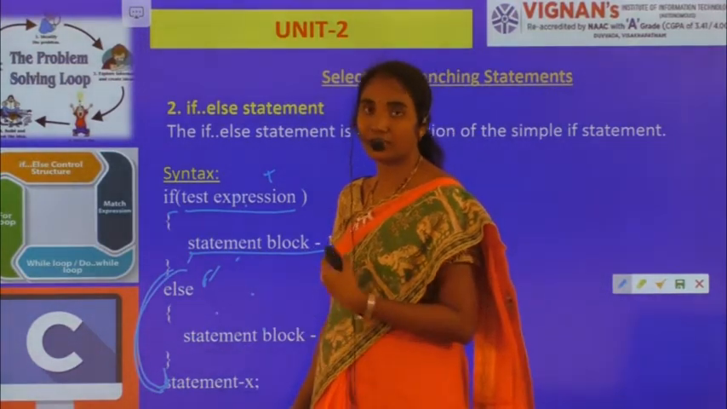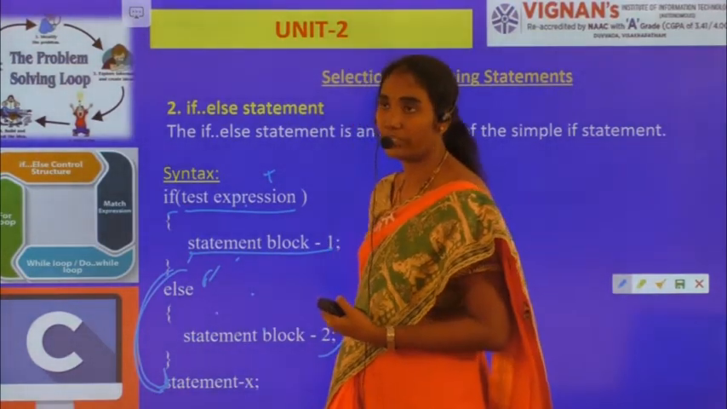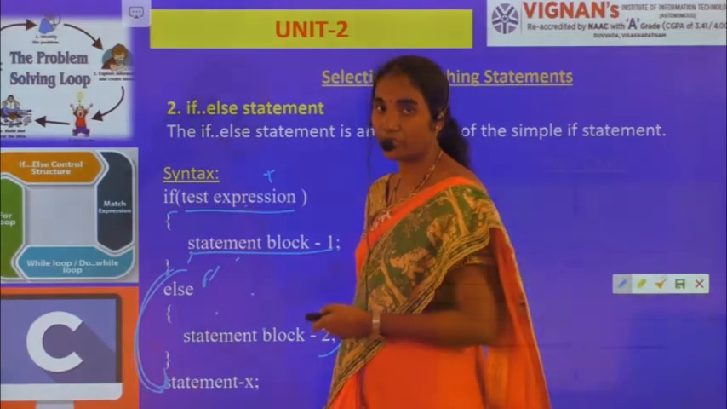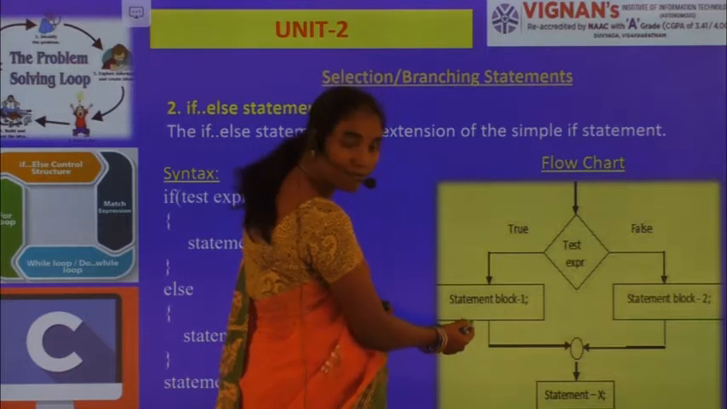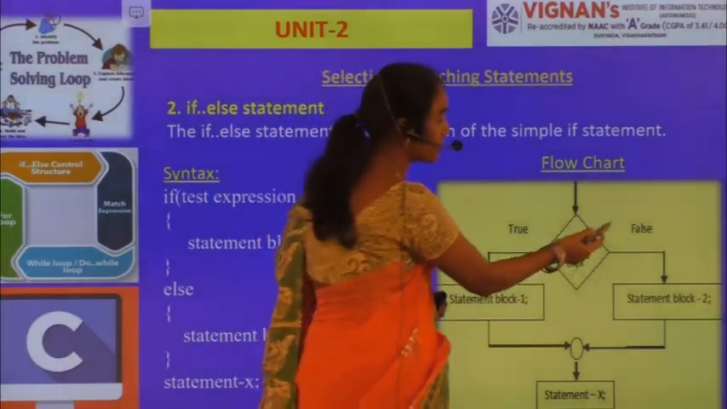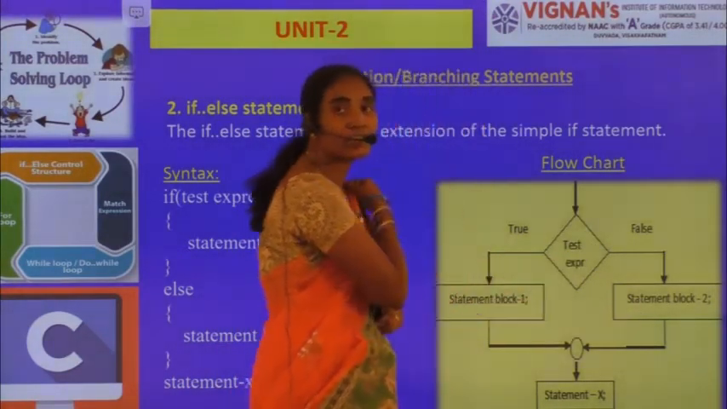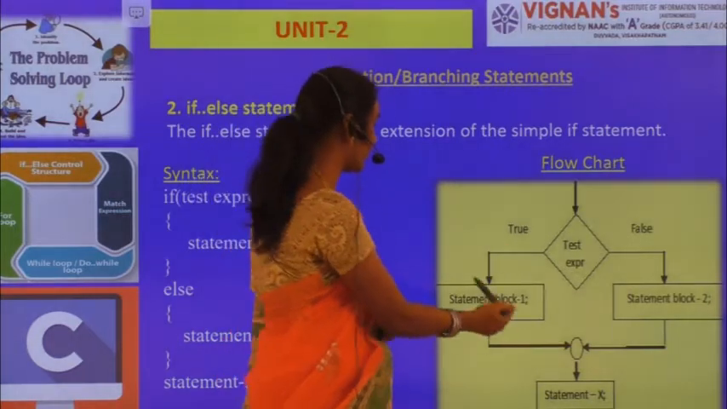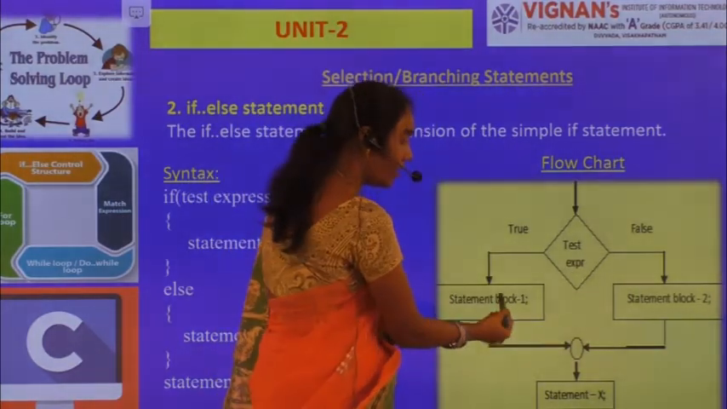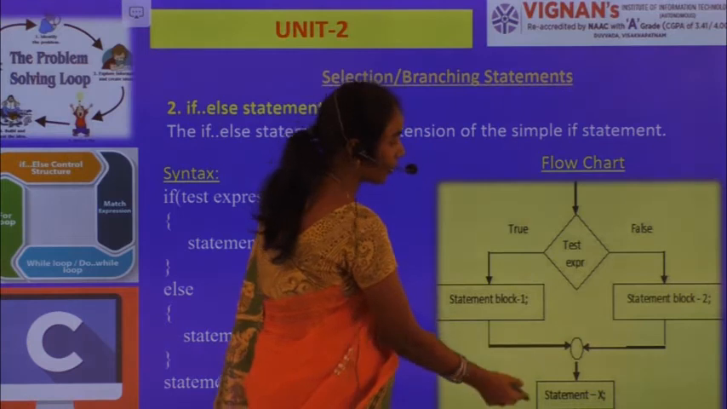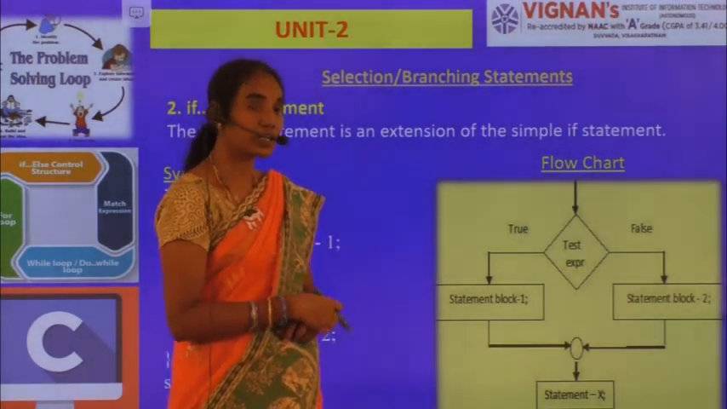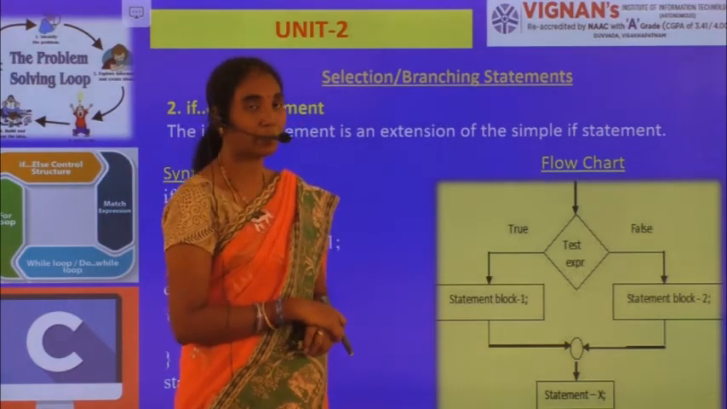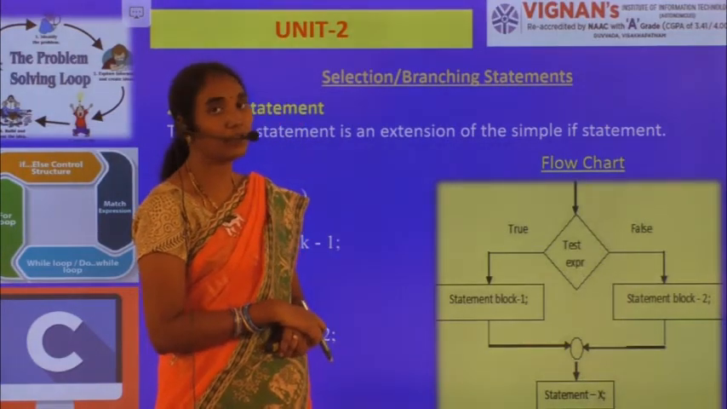So now let's see the flow of control with the help of a flowchart. If the test expression evaluates to true, then the statement block 1 will be executed. If the test expression evaluates to false, then the statement block 2 will be executed. Now here, after executing either block, the statement X will be executed. This is what we have shown in the corresponding flowchart, right? Now let's see a sample program on if else.